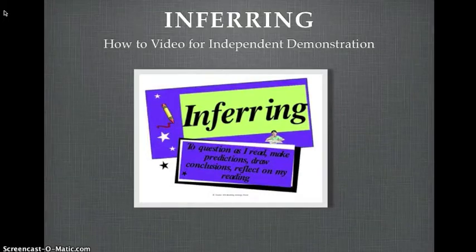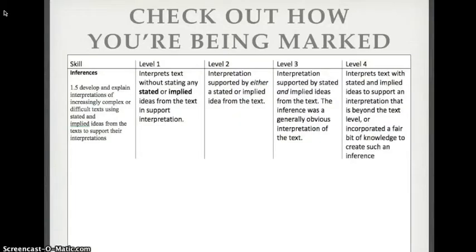Alright guys, so we're going to take on the Inferring help video now. Let's check out the rubric. We're going to focus on level 3. So the interpretation supported by stated and implied ideas from the text. The inference was a generally obvious interpretation of the text.